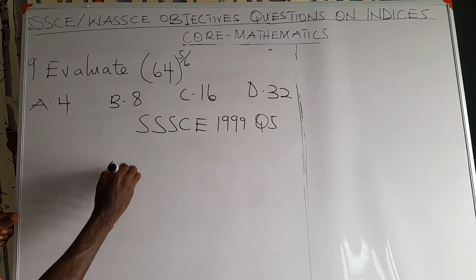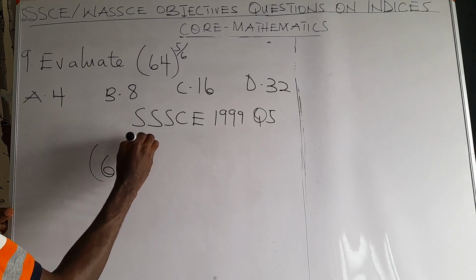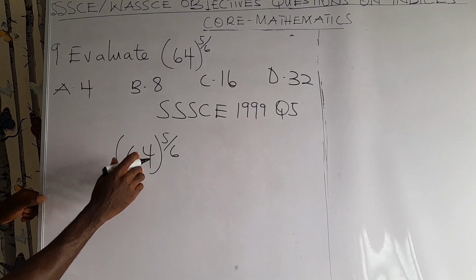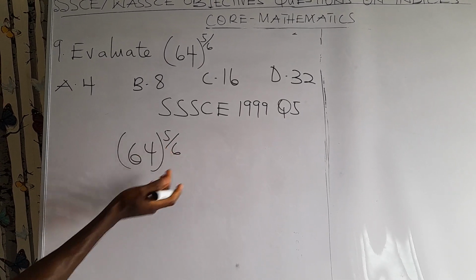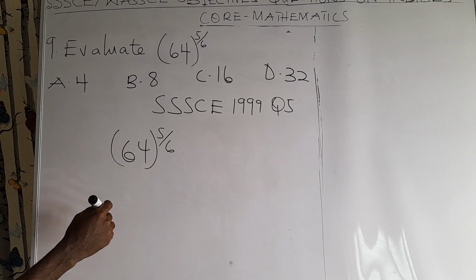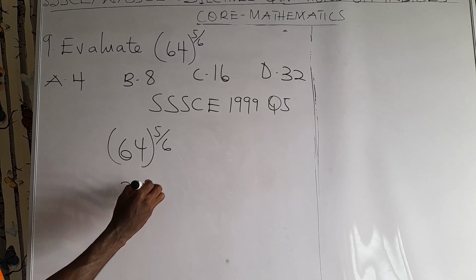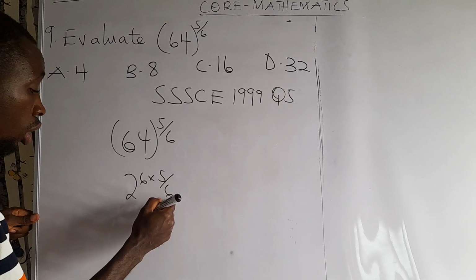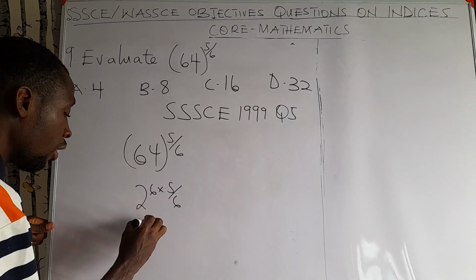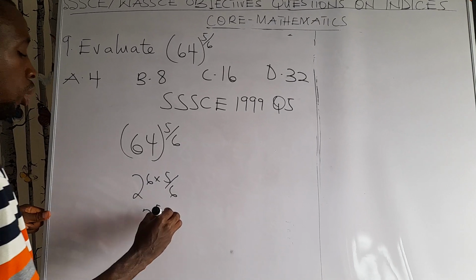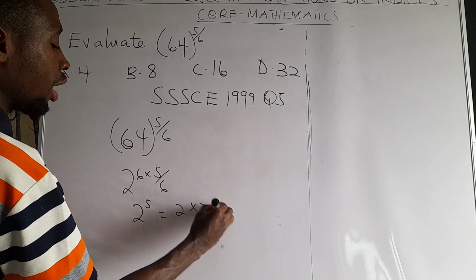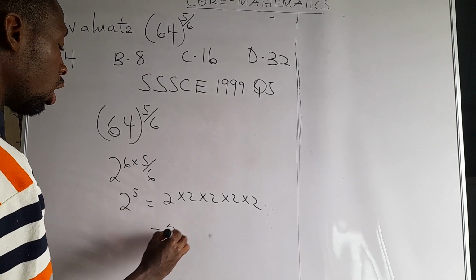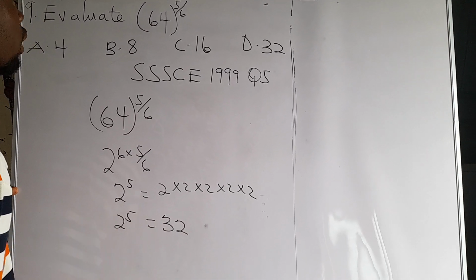Now let's go. This will be 64 exponent 5 over 6. Now we have to change 64 to index form, and the index should be 6. So which number exponent 6 is 64? It is 2. So 2 exponent 6, all to the power 5 over 6. This 6 will divide that 6, or 6 times 5 over 6 is nothing but 2 exponent 5. 2 exponent 5 means 2 times 2 times 2 times 2 times 2, that's 2 multiplied by itself 5 times, and that will be 32. So the answer is 32.